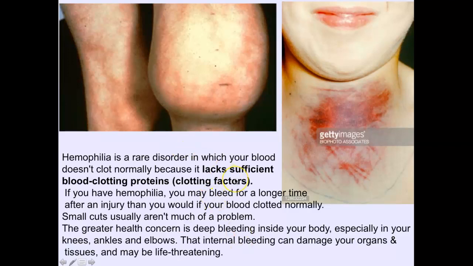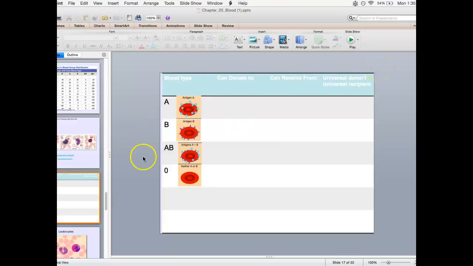So that's hemophilia, right? And at the moment, the therapy is to take clotting factors. So there are biological labs out there that create clotting factors. These are proteins that people have to take for life. Okay, so it's a lifelong treatment. All right, and that's it for blood.